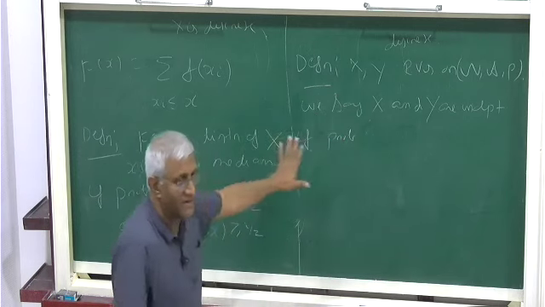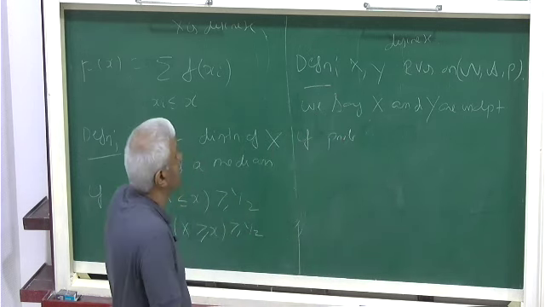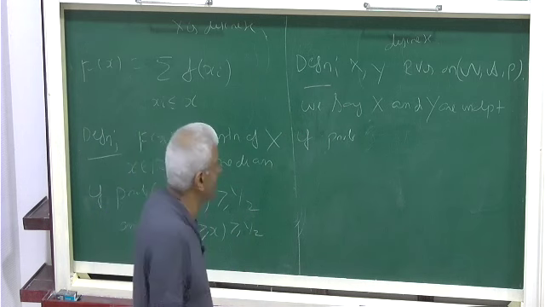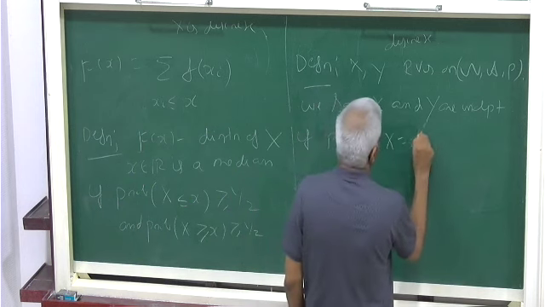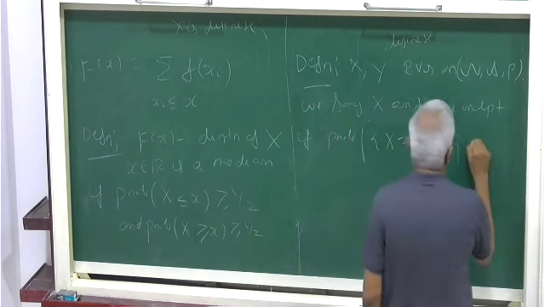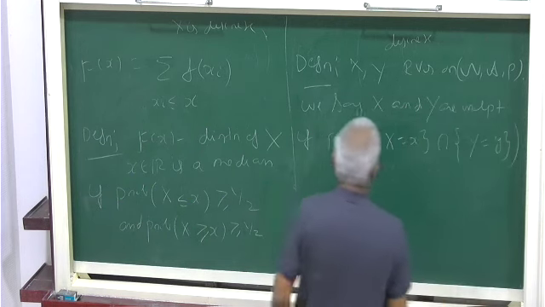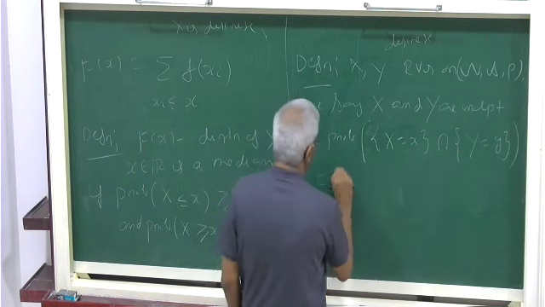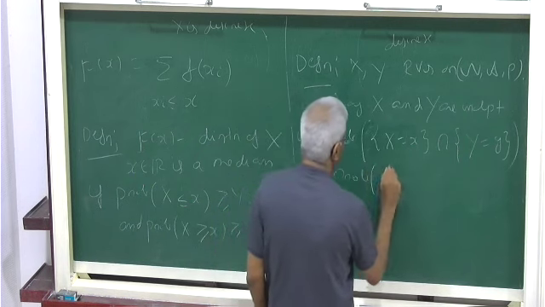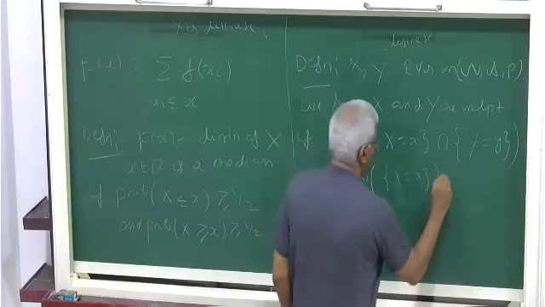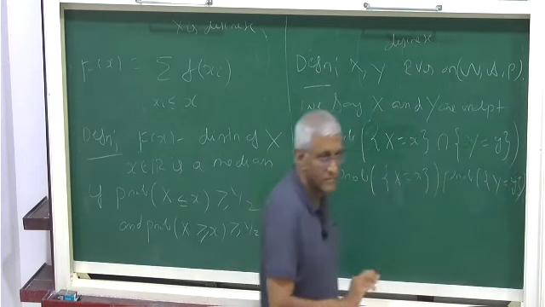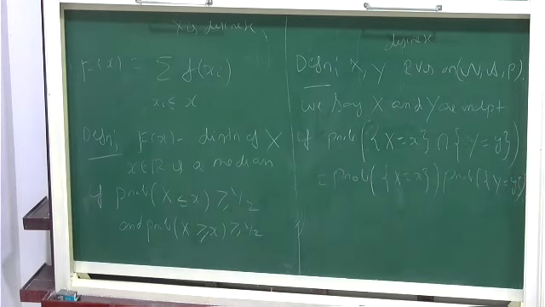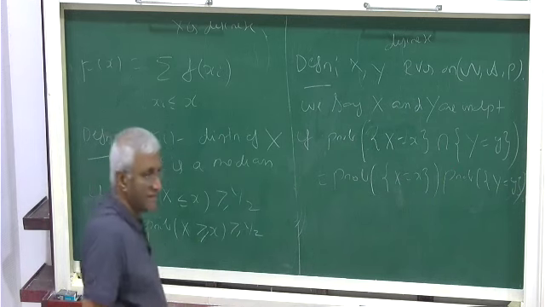Okay, let's forget median. Let's talk about independence. We have two random variables, X and Y. We say X and Y are independent if the probability of X equal to x intersection Y equal to y, this is for the discrete case, is equal to the multiplication of the individual probabilities: probability of X equal to x times probability of Y equal to y. This is the definition of independence.